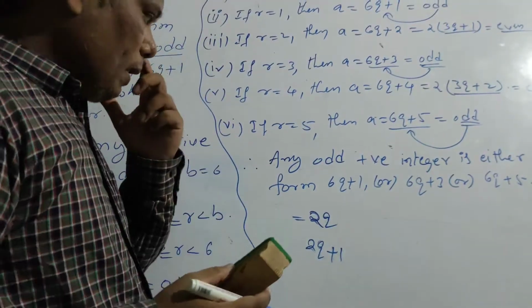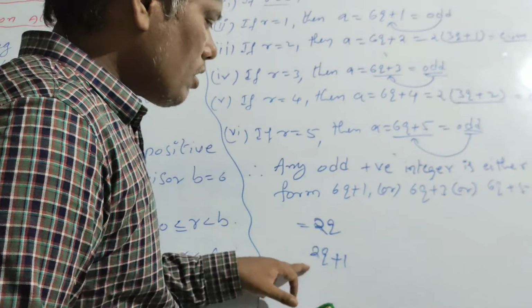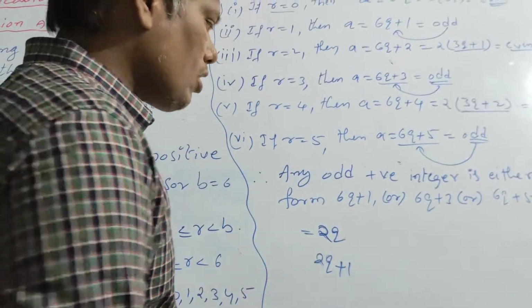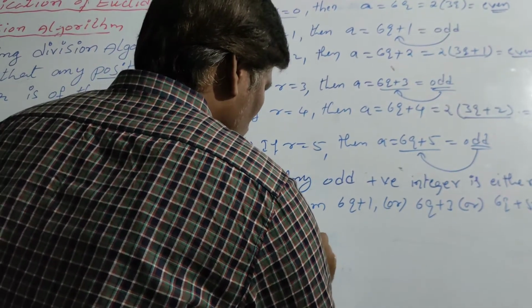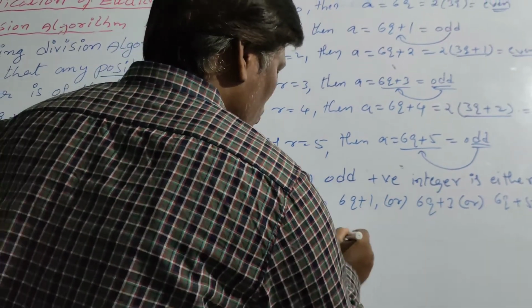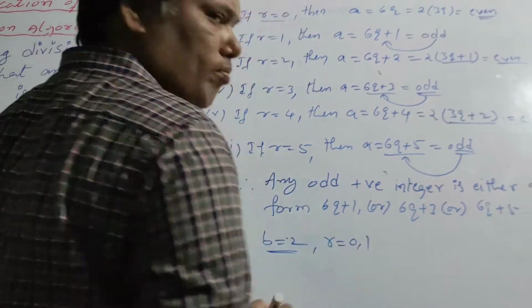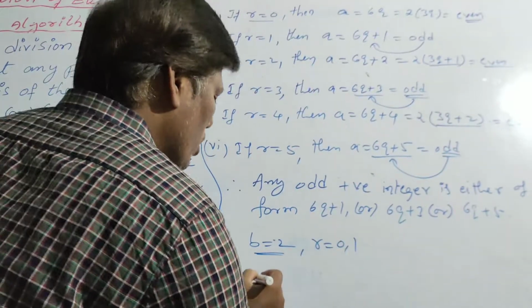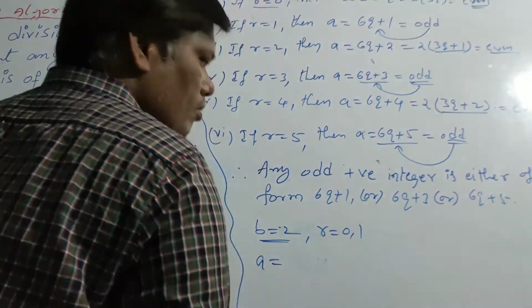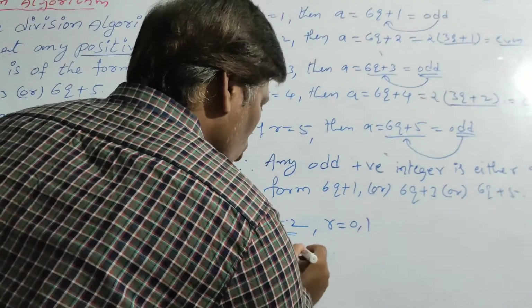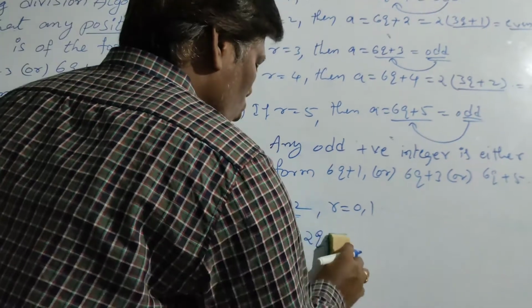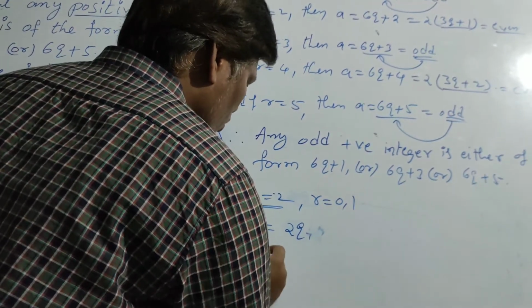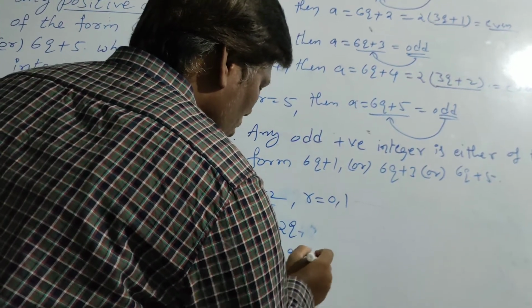Okay, that means what is chosen as the divisor here? The divisor is chosen as 2. So if the divisor is chosen as 2, if b is equal to 2, the possible remainders are 0 and 1. Then you will get these forms. For any positive integer, you will get two forms here. One is 2q plus 0 or 2q, and another one is 2q plus 1.